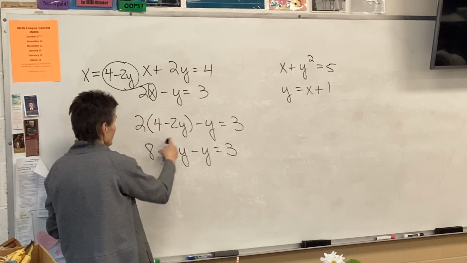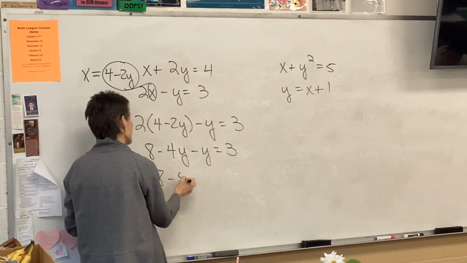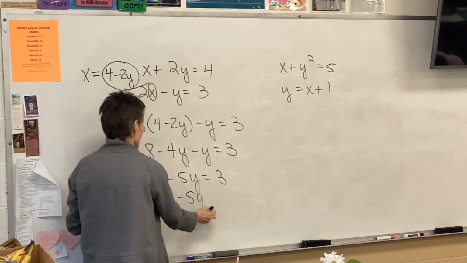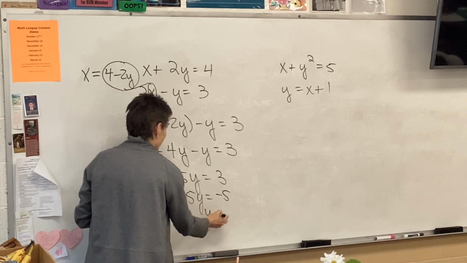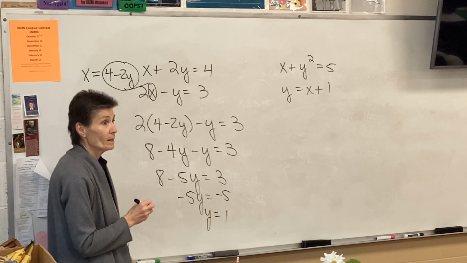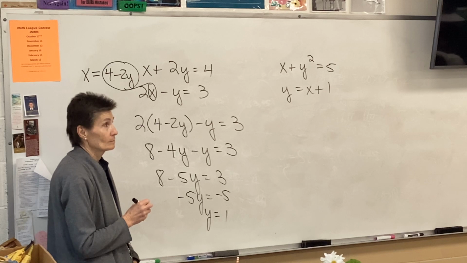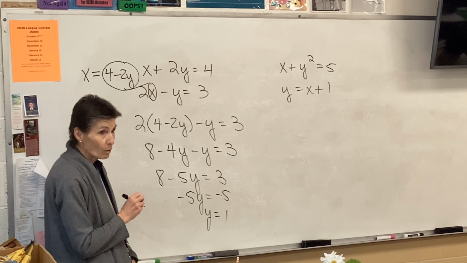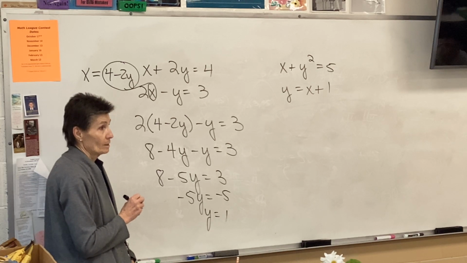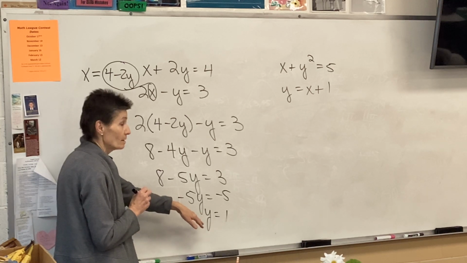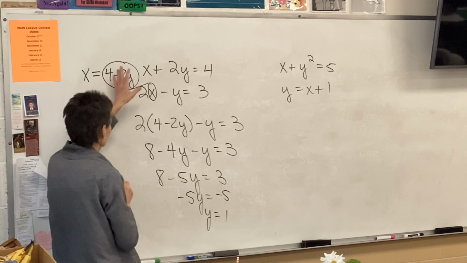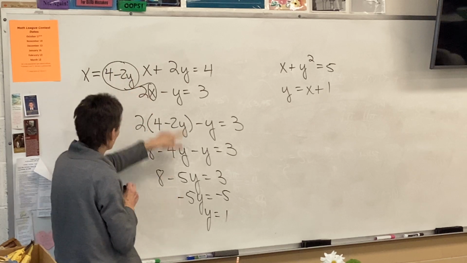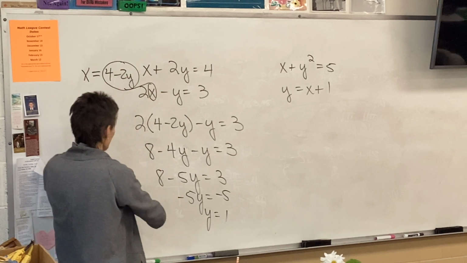So I'll do my distributive property here, and now I'm just going to collect my terms and solve my equation. And it looks like y equals 1. Now, am I done? No, because what do I need to do? I have to find x. So I'll take the 1, you can plug it in anywhere. I'm going to plug it in right here, but it's a y value. Plug it in anywhere you want, it doesn't matter one bit.